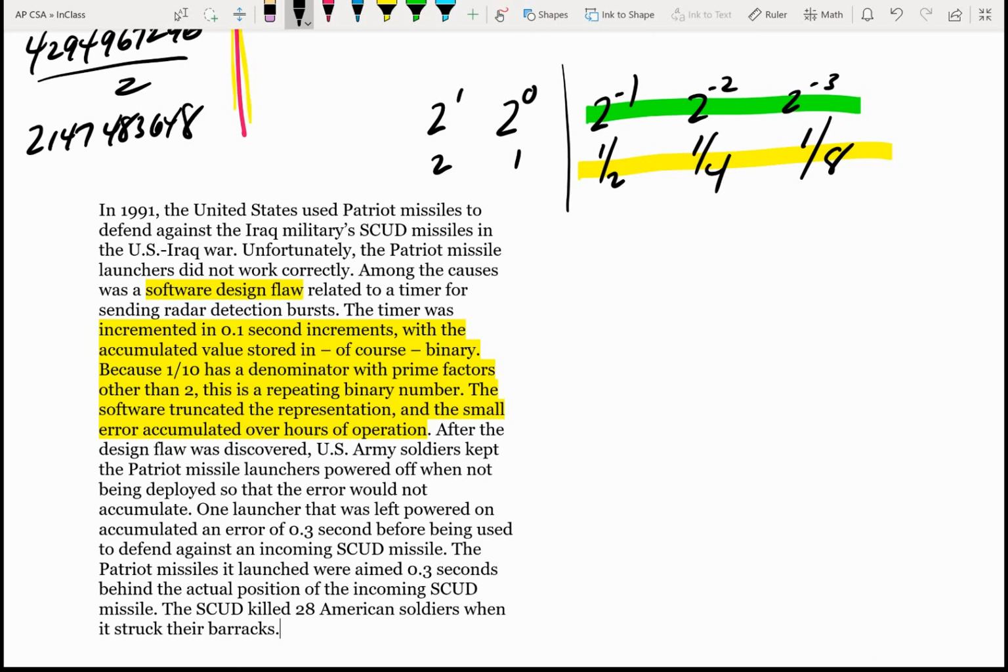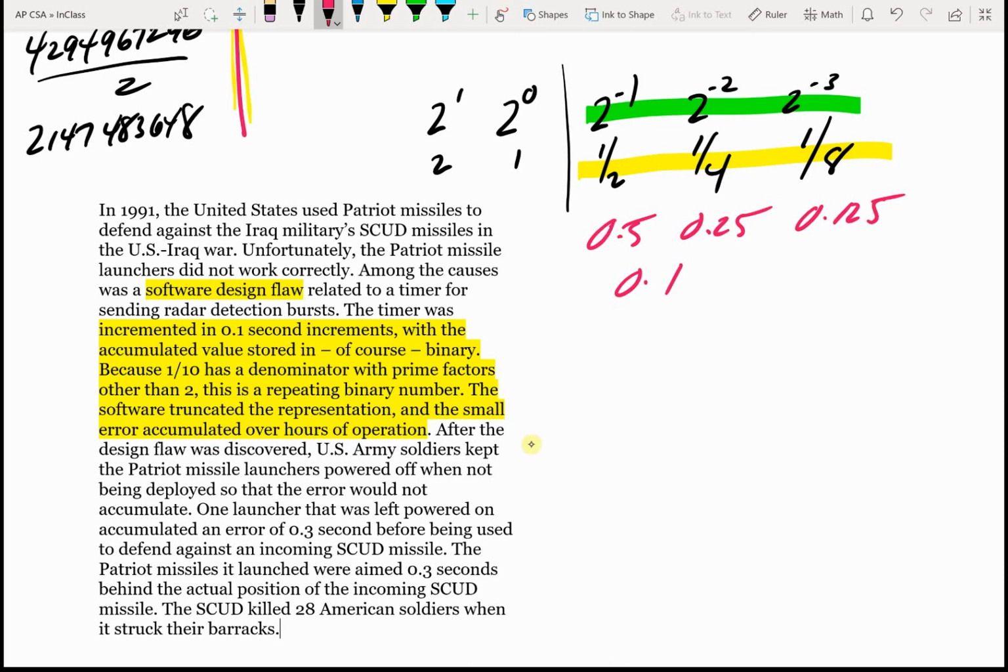Because 1/10 has a denominator with prime factors other than 2. In other words, the increment wasn't like 0.5 or 0.25 or 0.125. It was 0.1, which is not binary. Because 1/10 has a denominator with prime factors other than 2, this is a repeating binary number. The software truncated the representation, and the small error accumulated over hours of operation.